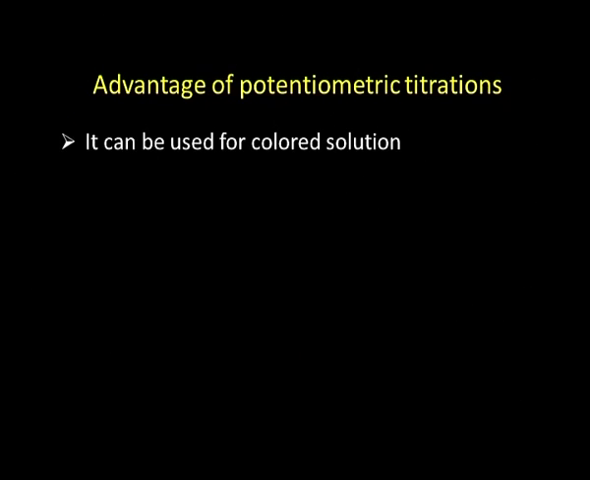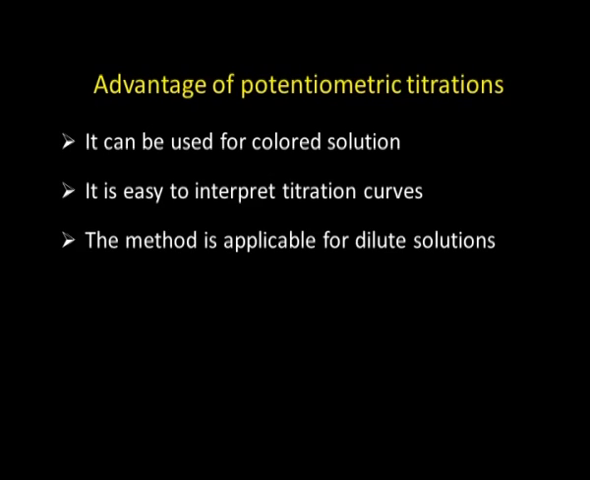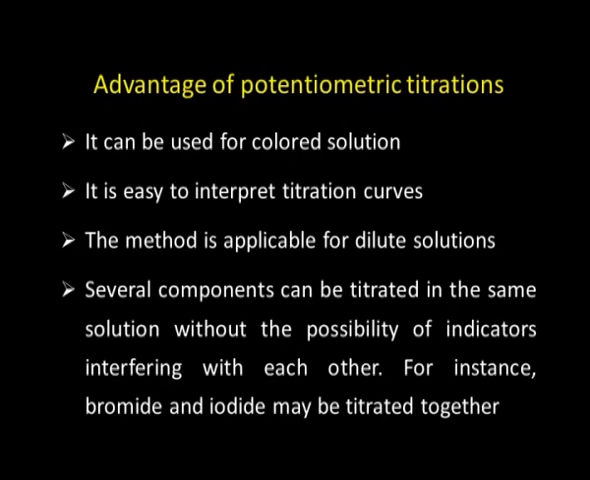Advantages of potentiometric titrations are they can be used for colored solutions, whereas in normal titrations the colored solution causes problems because the end point is not clear. It is easy to interpret titration curves. The method is applicable for dilute solutions also. Several components can be titrated in the same solution without the possibility of indicators interfering with each other. For instance, bromide and iodide may be titrated together.